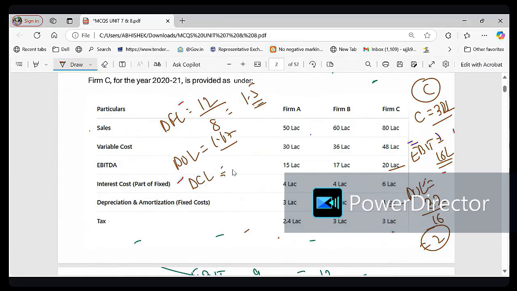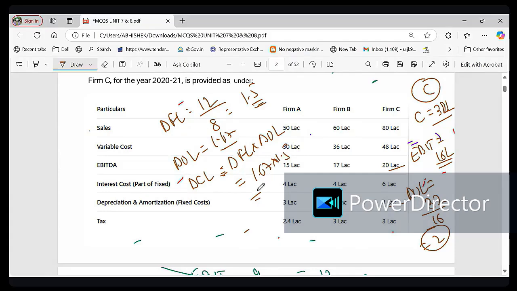DCL is called degree of combined leverage. DCL is a product of DFL and DOL. Remember it. If you find the product of DFL and DOL, you will get DCL, right? Very good. So multiply DFL and DOL. Please tell me what will be the DCL of firm A? DCL is the product of DFL and DOL, so 1.67 multiplied by 1.5. How much are you getting? Please let me know.